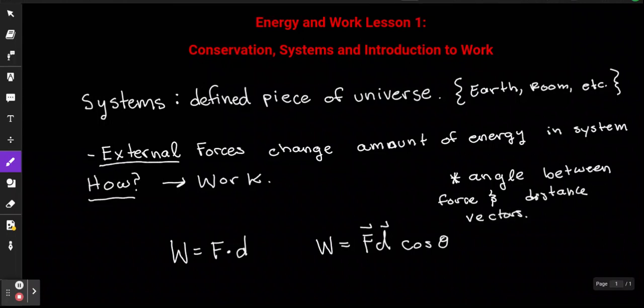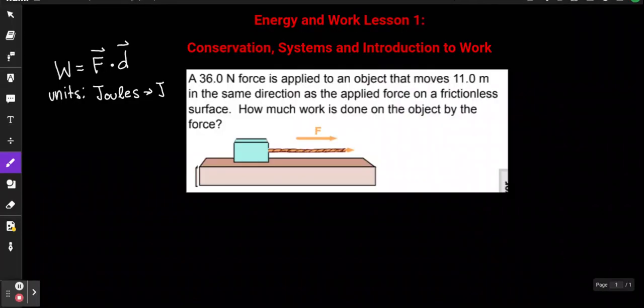So let's go over a couple of practice problems where I demonstrate how work can change energy in a system and how we can calculate it. These first few practice problems are just going to be going over how to use this equation of the force and displacement dot product and how to read a problem and visualize it. The first question says a 36 Newton force is applied to an object that moves 11 meters in the same direction as the applied force on a frictionless surface. How much work is done on the object by the force?